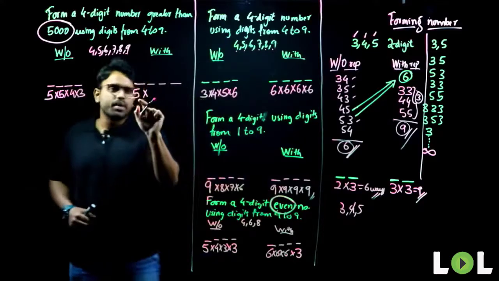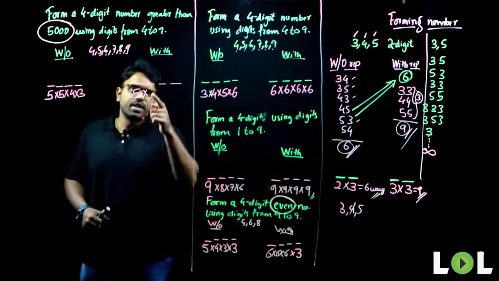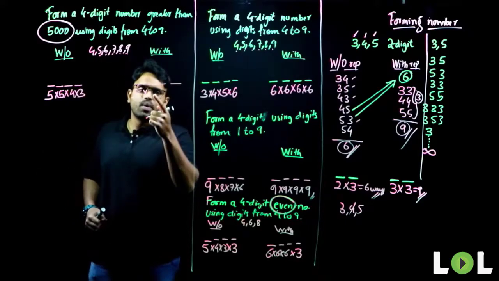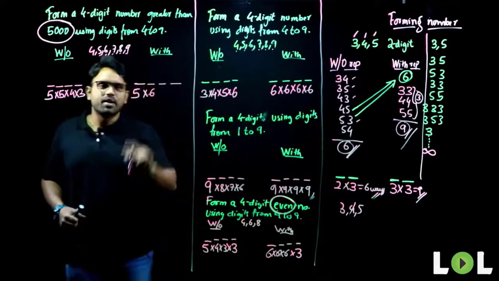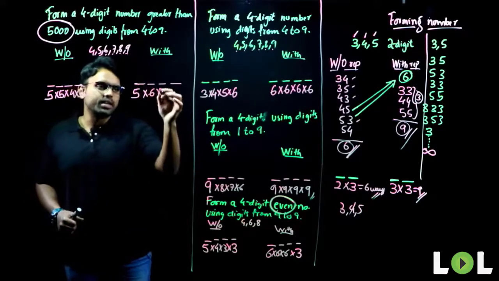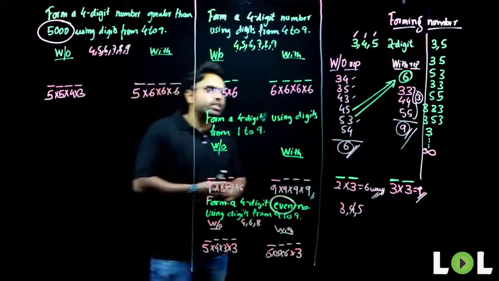Yes. Now come to me here. I can fill the thousands place in how many different ways? 5 different ways. Next one in how many different ways can I fill it? I can again fill it in 6 different ways. Why? Because I can use the number that I've used here. So 6 into 6 into 6.